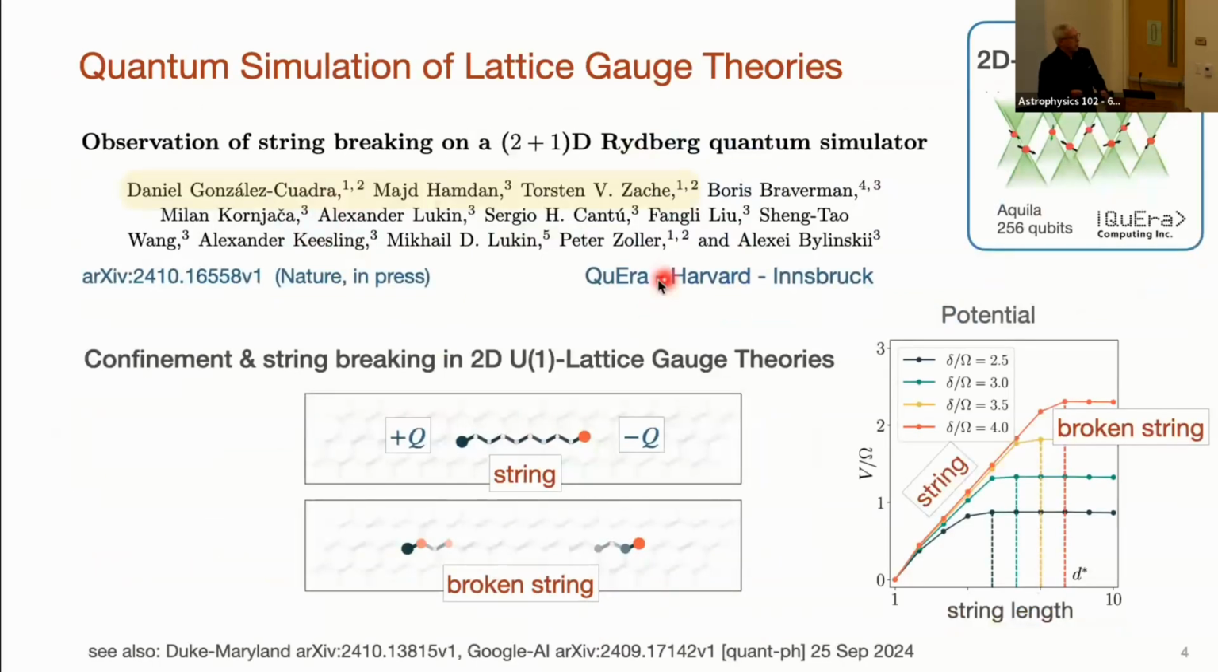But let me mention first that I originally thought I would speak more about quantum simulation of lattice gauge theory. We had some theory ideas, Daniel and also Thorsten in Innsbruck. They were postdocs in my group originally. We visited Harvard 2.5 years ago and came up with ideas for how to implement the phenomenon of so-called string breaking in lattice gauge theory with tweezer arrays.